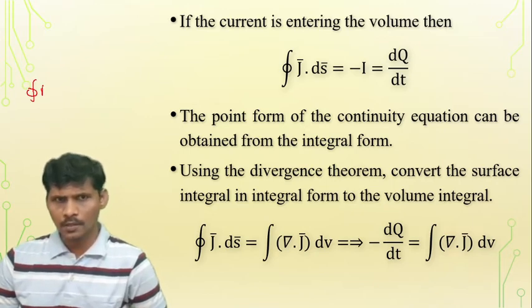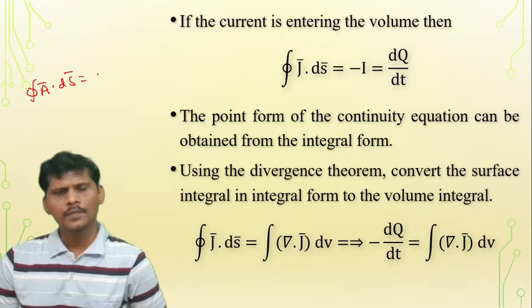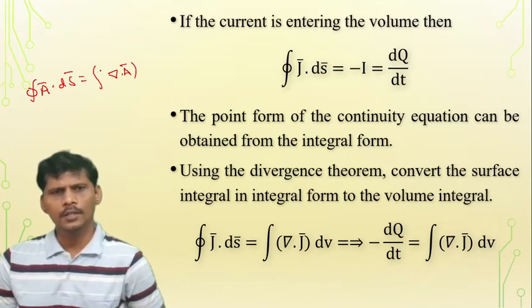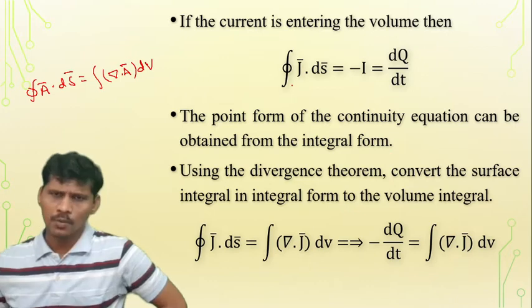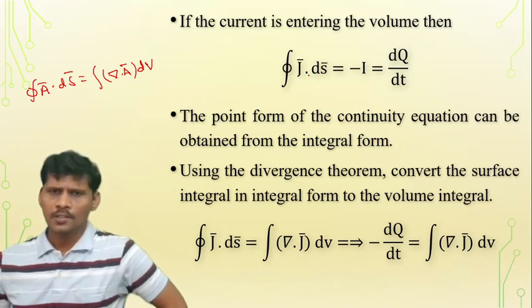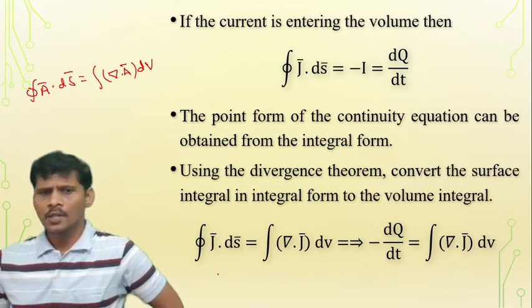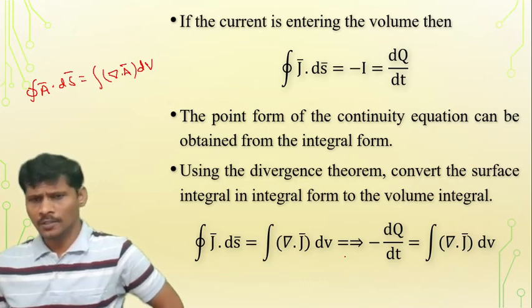Closed surface integral of A bar dot ds bar is equal to the volume integral of del dot A bar into dV. So this is the statement of the divergence theorem. Using this divergence theorem, where A bar is the current density, the LHS term of this equation can be written as closed surface integral of J bar dot ds bar is equal to the volume integral of del dot J bar into dV.